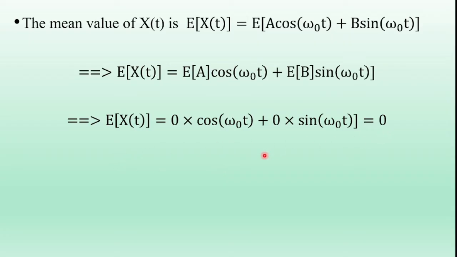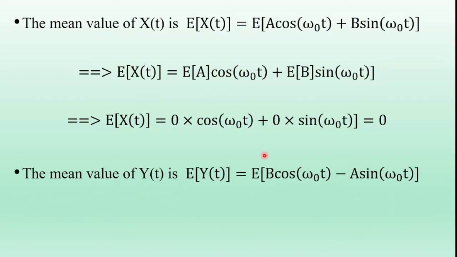So now here in this equation, the mean of the random process x of t is independent of time t or constant value. Hence the given random process x of t is a stationary random process. Similarly, calculate the mean value of the random process y of t.